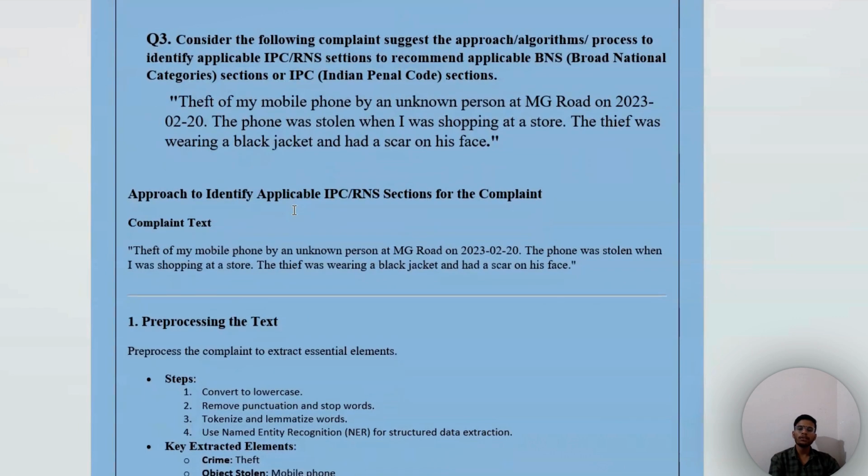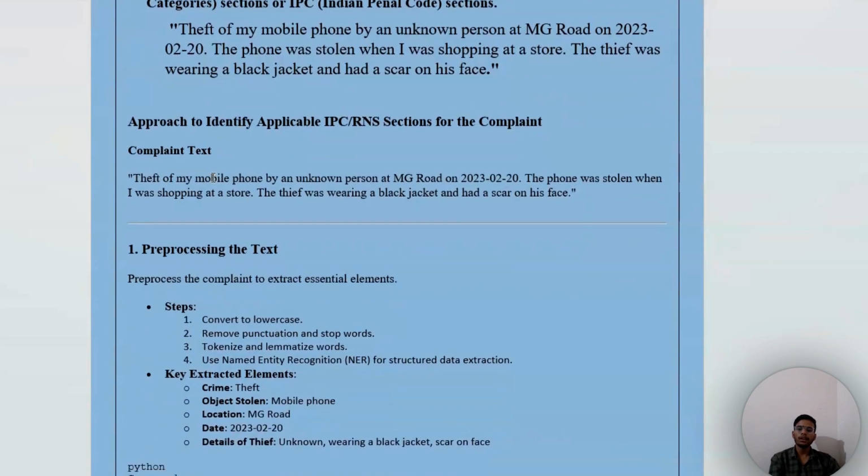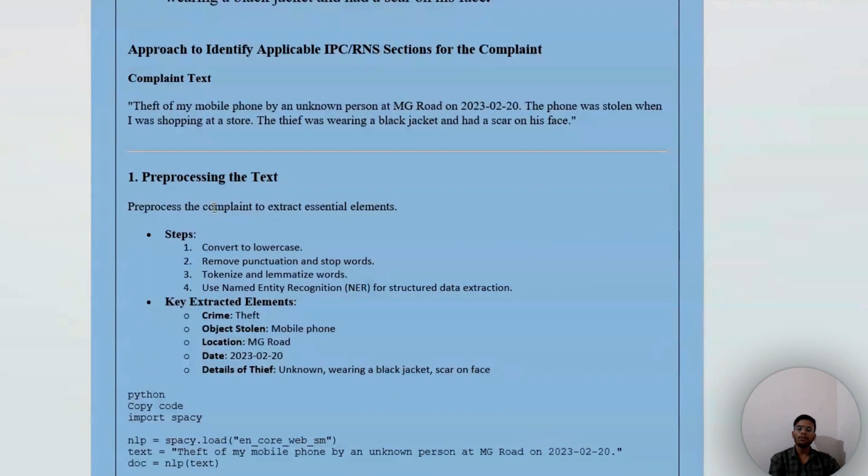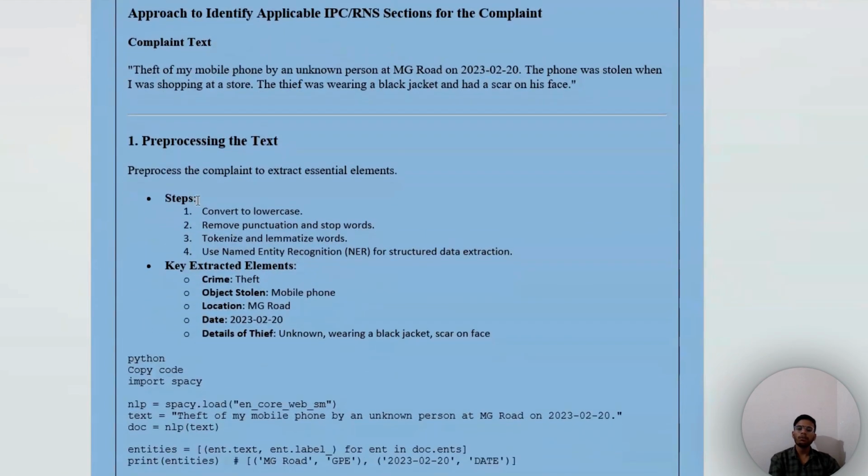Now, the approach to solve this problem: firstly, we have to identify the applicable IPC section for the complaint. This is the complaint. First, we pre-process the text. In pre-processing the text, we pre-process the complaint to extract essential elements.